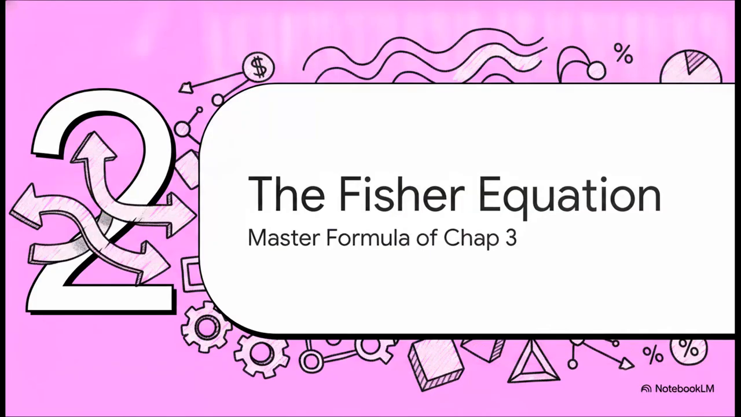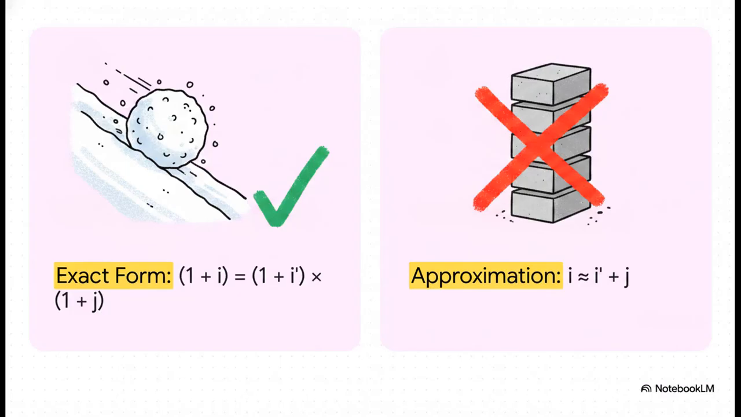Moving on to Section 2, the Fisher equation decoded. This is the master formula of Chapter 3. All right, take a look at this. On the left, we have the exact form. 1 plus the money rate equals 1 plus the real rate, multiplied by 1 plus the inflation rate. Notice that it is multiplicative, not additive. Over on the right is the approximation, which basically says the money rate is roughly the real rate plus inflation.